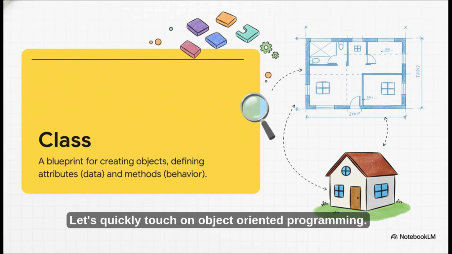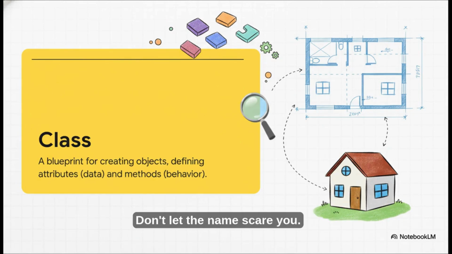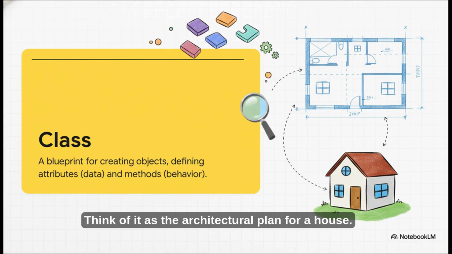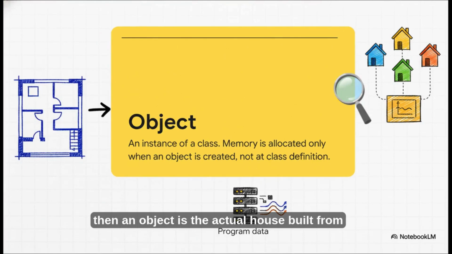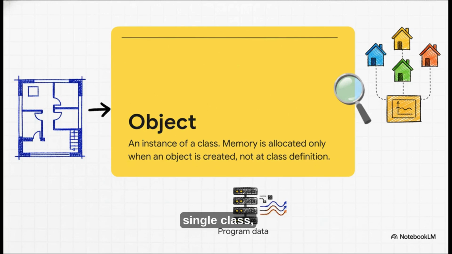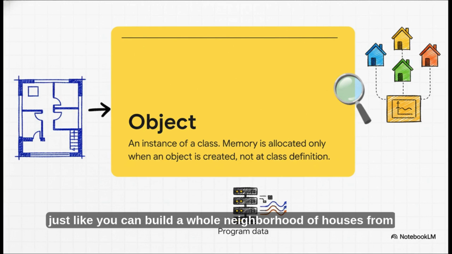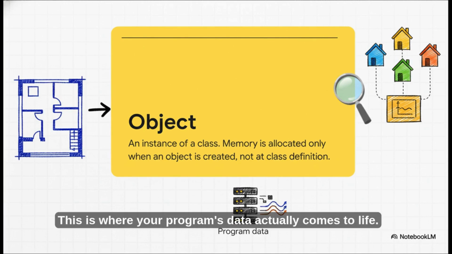Okay, let's quickly touch on object-oriented programming. Don't let the name scare you. A class is just a blueprint. Seriously, think of it as the architectural plan for a house. It defines what a house should have, like doors and windows, but it isn't an actual house itself. It's just the plan. And if the class is the blueprint, then an object is the actual house built from that blueprint. You can create tons of objects or instances from a single class, just like you can build a whole neighborhood of houses from one plan. This is where your program's data actually comes to life.